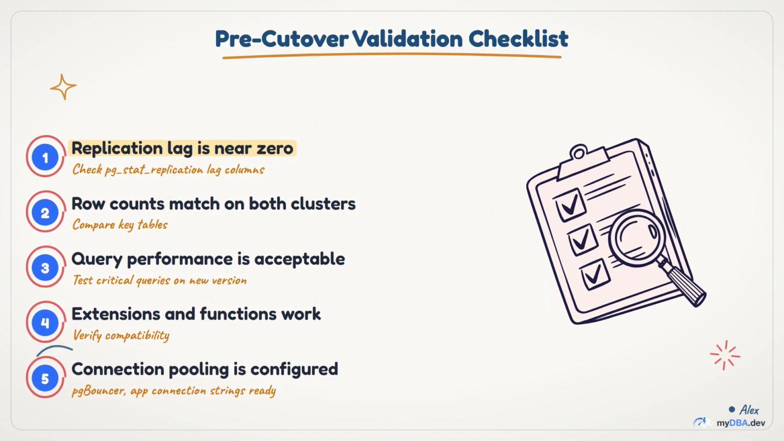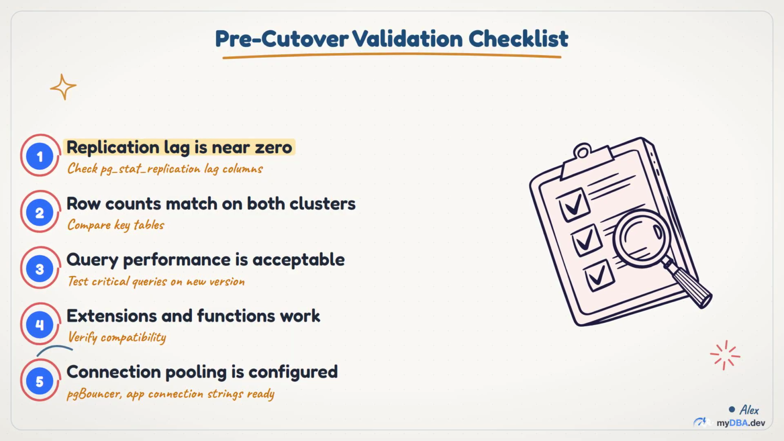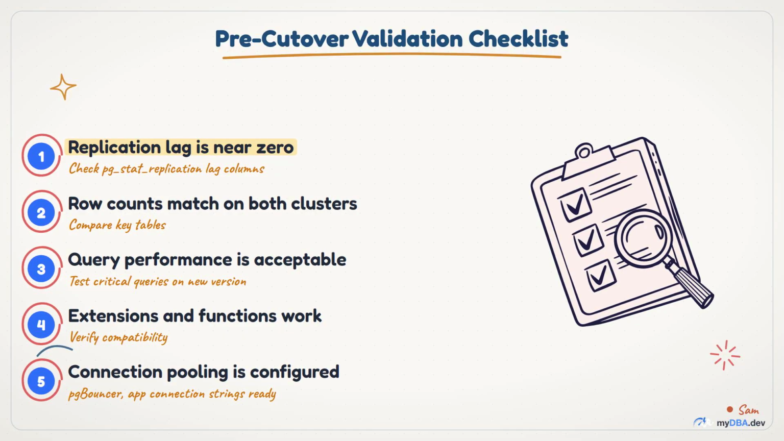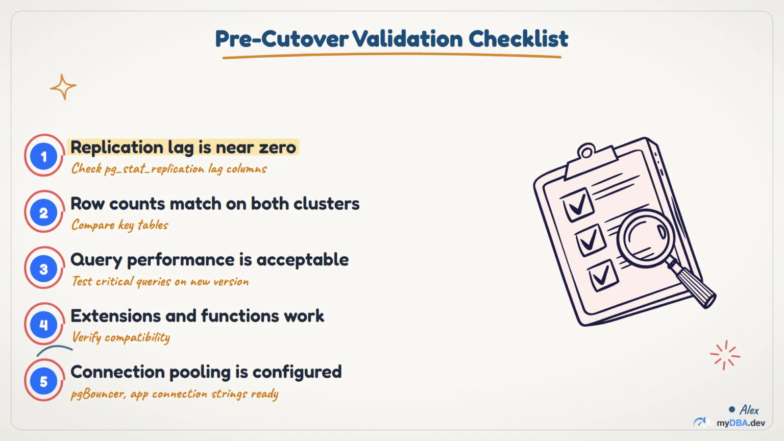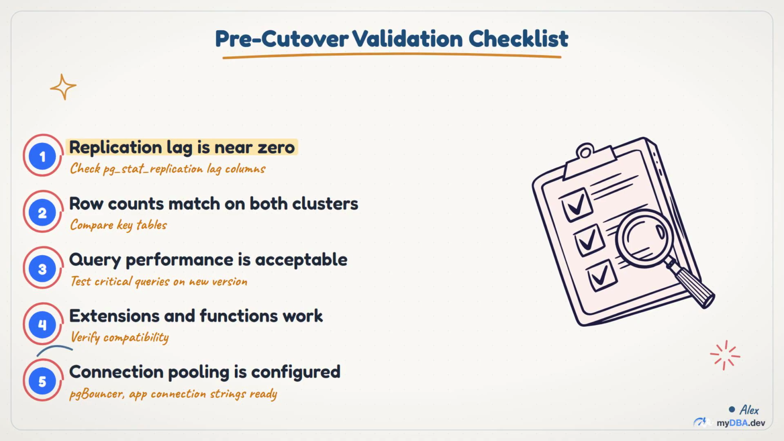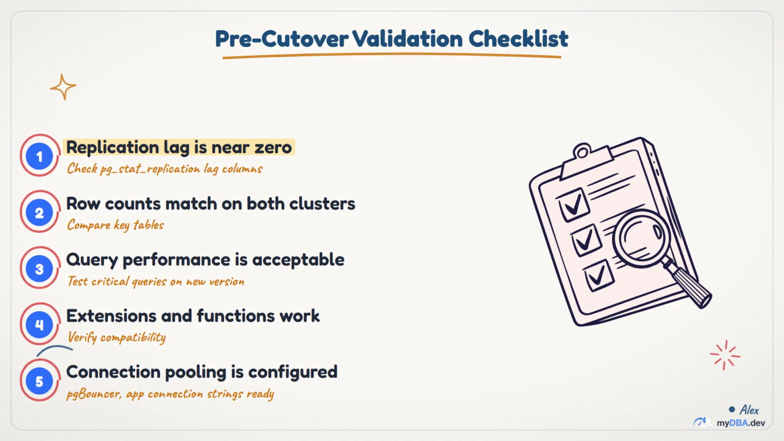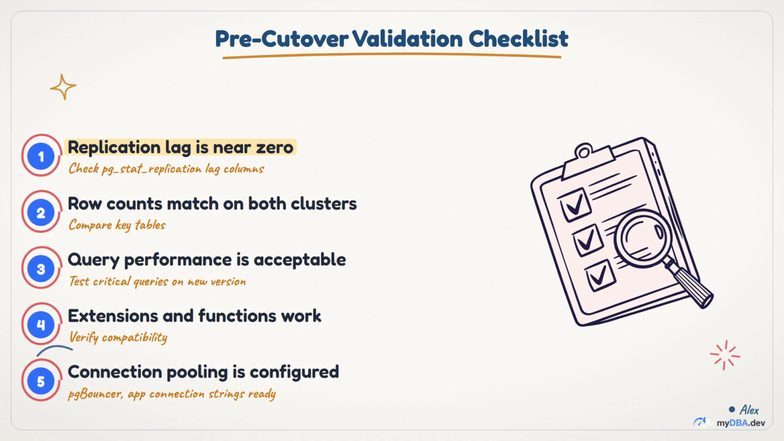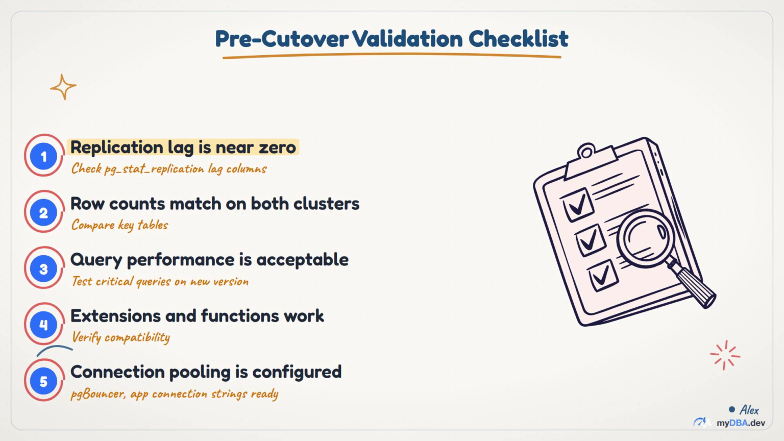Next, compare row counts on critical tables between old and new. They should match exactly once replication catches up. And we should test actual queries on the new cluster, right? Absolutely. Run your critical queries against the new version and check performance. The query planner can behave differently across major versions, so an upgrade from Postgres 12 to 15 might change plans. Also verify that all extensions and custom functions work. Some extensions need updates for new major versions.